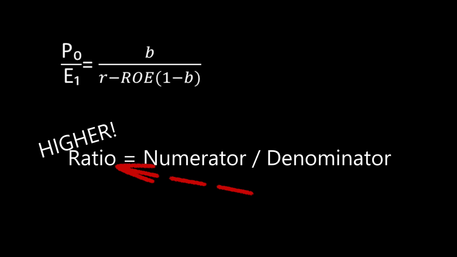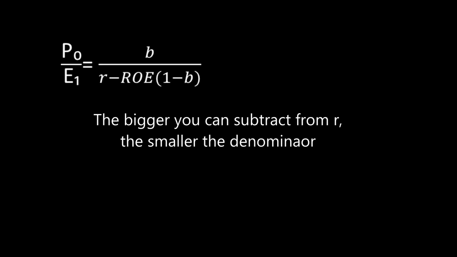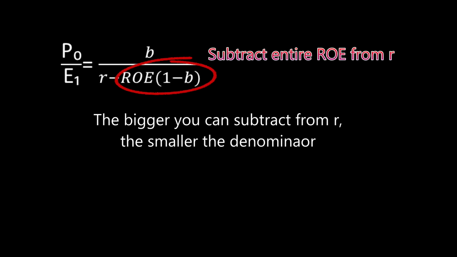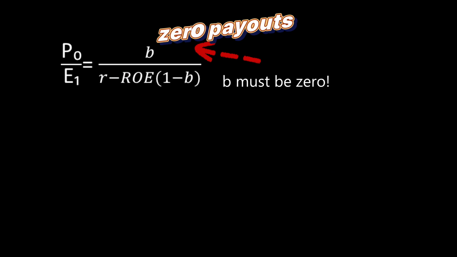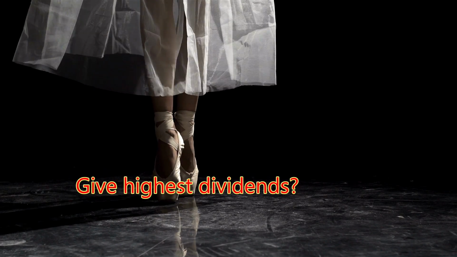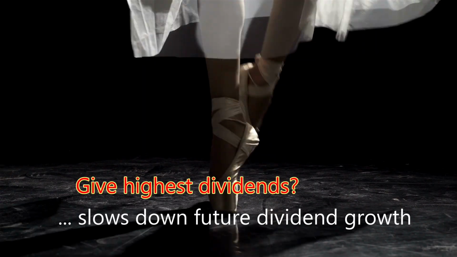So for the denominator here, the bigger the number you can subtract from R, the smaller the denominator and the higher the overall ratio. This happens when you subtract the entire ROE from R, which implies that B must be 0 for this to happen. But if B is equal to 0, that means no dividends will be paid out. So the logic of, let's give high dividends as much as possible, that doesn't really compute, given that it slows down growth of ROE and therefore lowers future dividends.